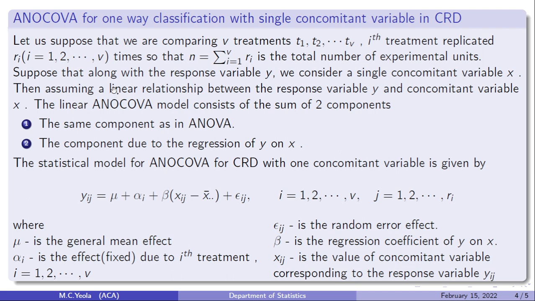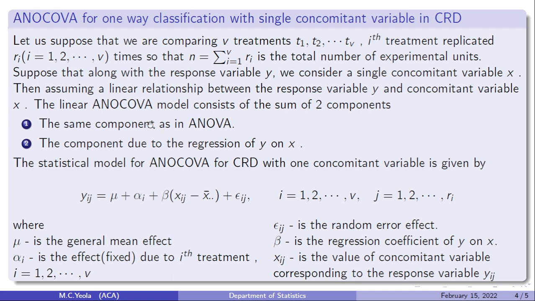Suppose that along with the response variable y, which is related to the treatments we are applying, we consider a single concomitant variable x here. Then we assume a linear relationship between the response variable y and the concomitant variable x.